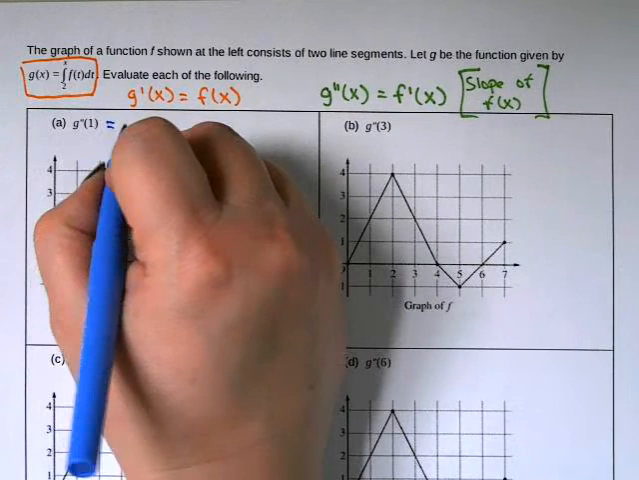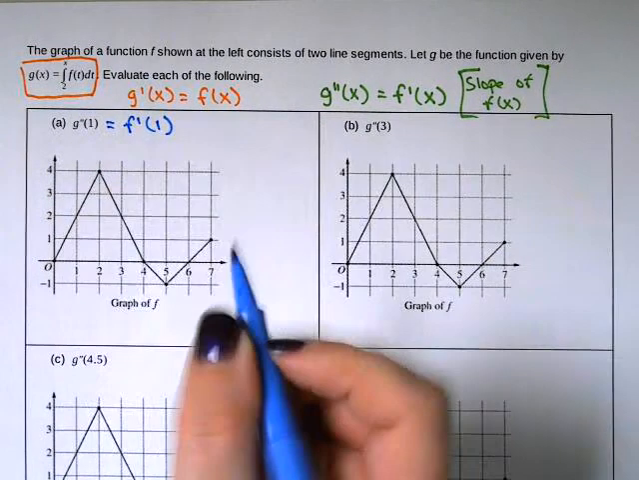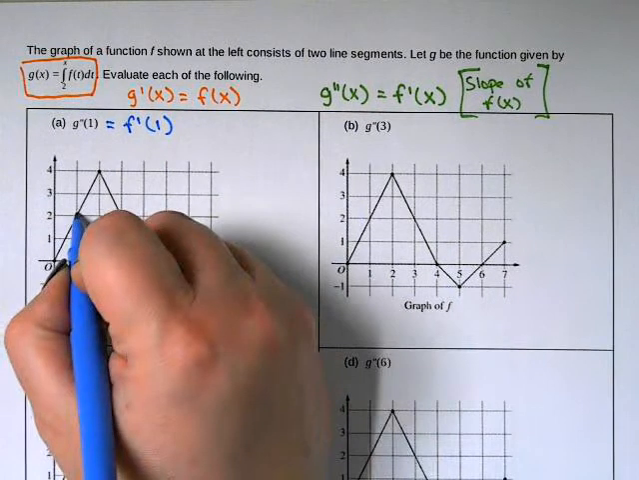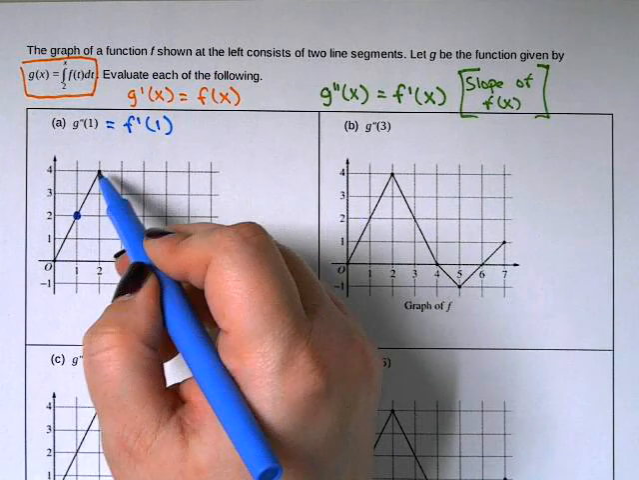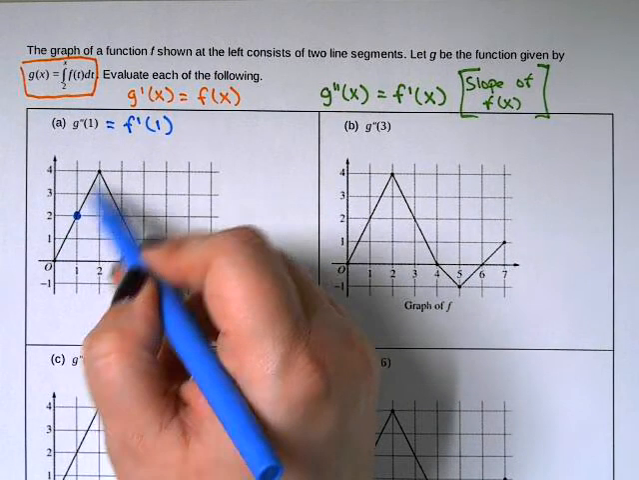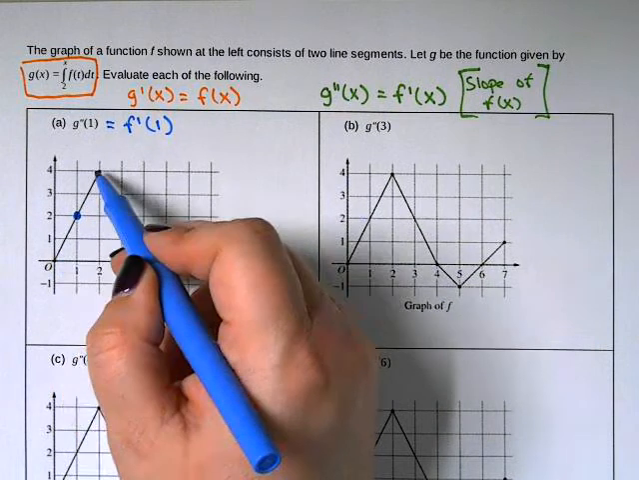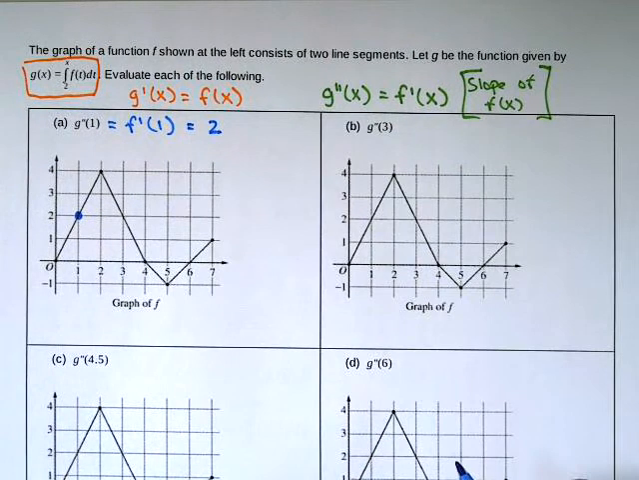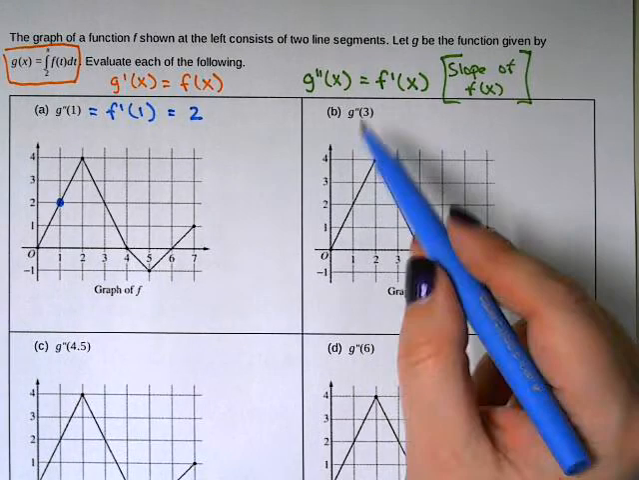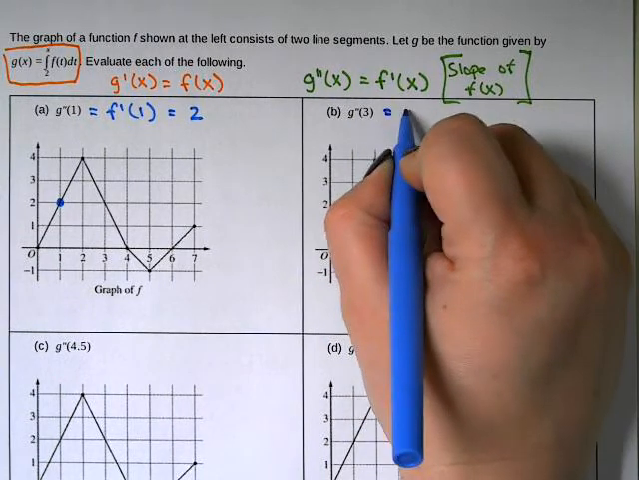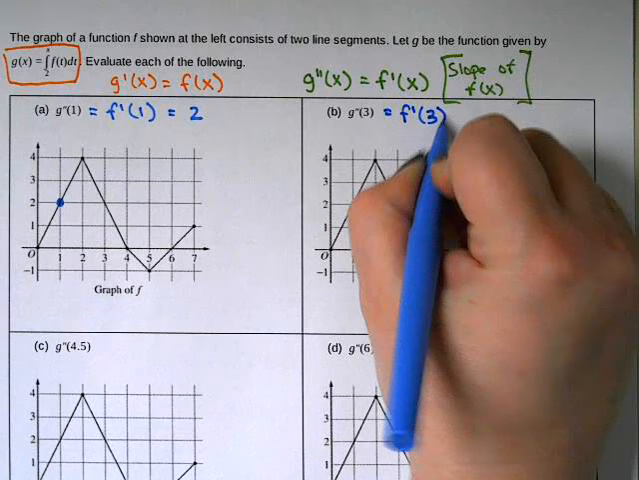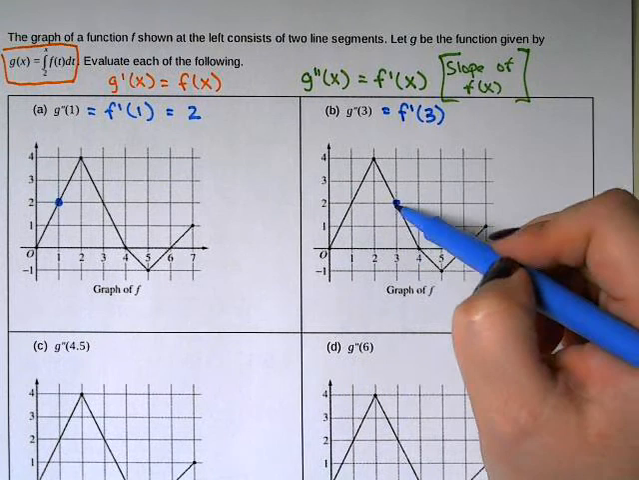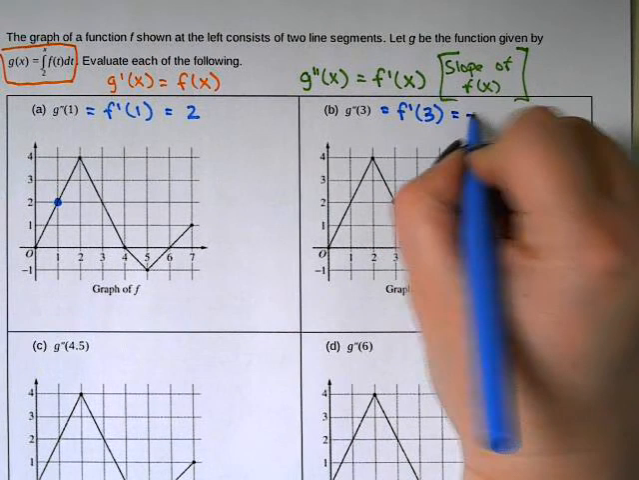So that means I'm going to need f prime of 1, which really means I need the slope of f at x equals 1. So here's x equals 1. I want to know what is the slope of the function at this point. Since this is a line, the slope of the function is just whatever the slope of this line is. So I'm going up 2 and over 1. That means this slope is 2. Alright, let's see. G double prime of 3 means I really want the first derivative of f at x equals 3. So here's x equals 3. I want the slope of this line. So I'm going down 2 and over 1. That's going to be negative 2.